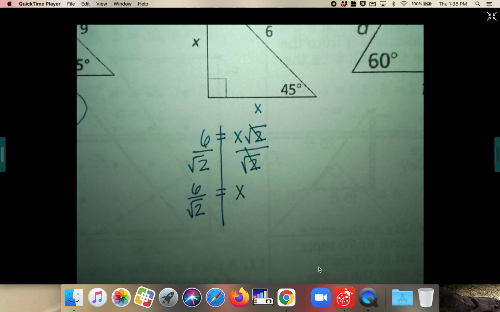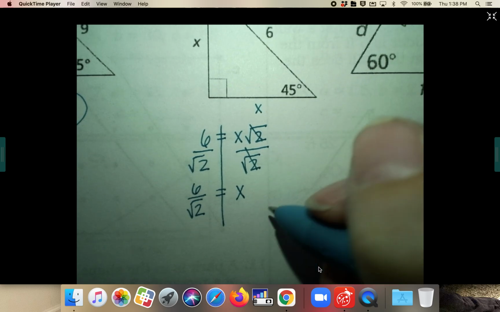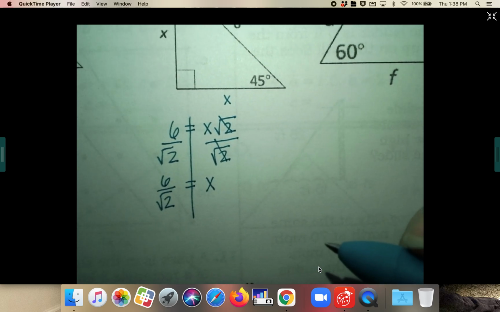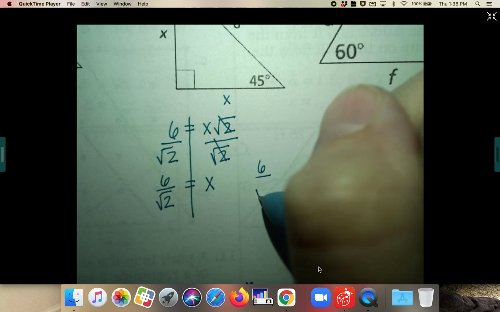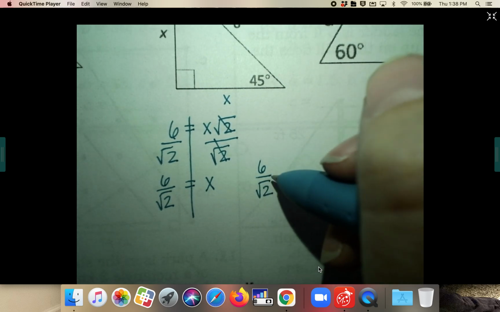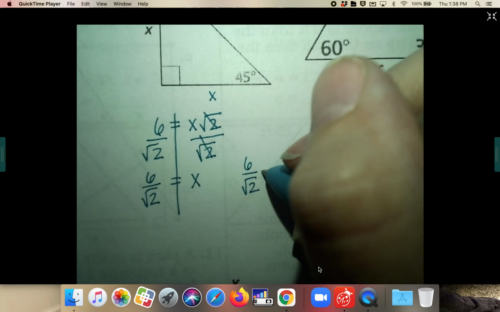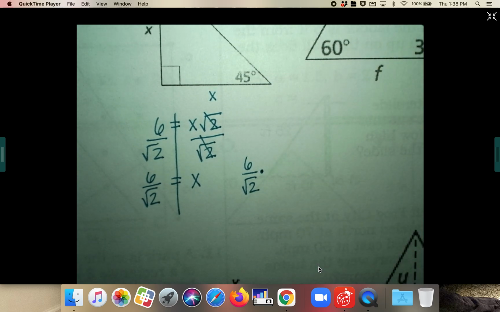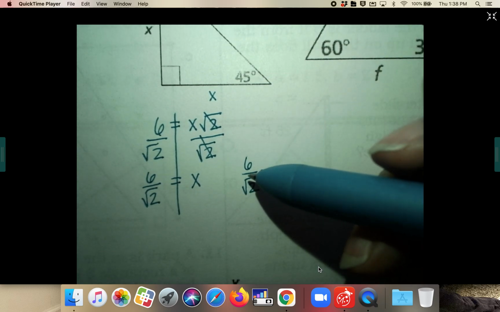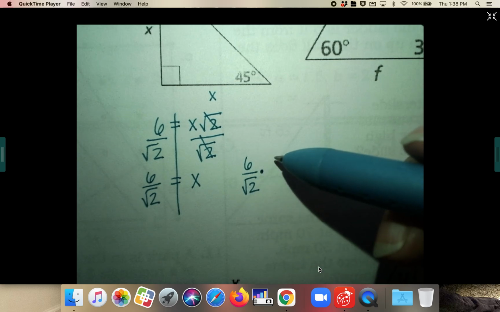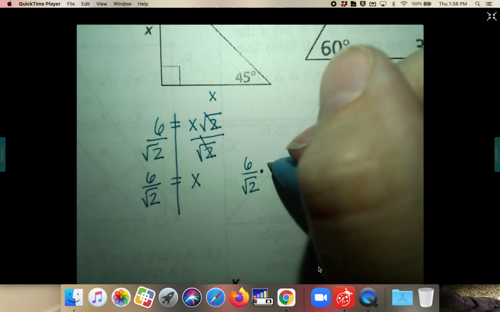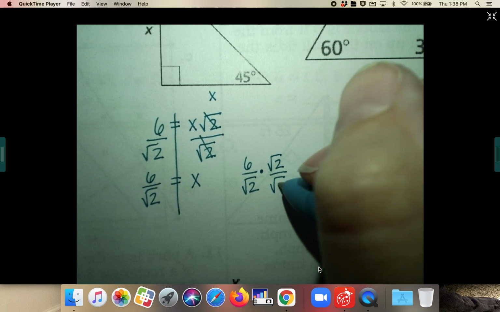This is improper. So what we have to do is take 6 divided by square root of 2, and multiply it by 1. And 1 is anything over itself, so I'm going to take the denominator and put it over itself. So I'm going to multiply by square root of 2 over square root of 2.